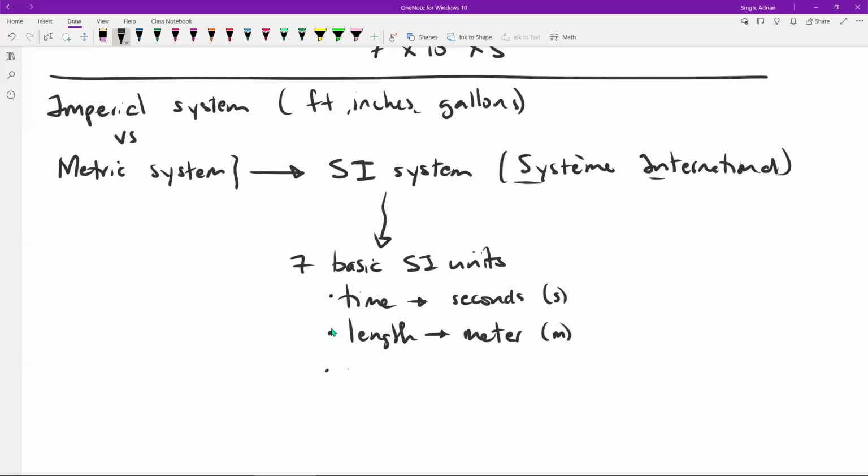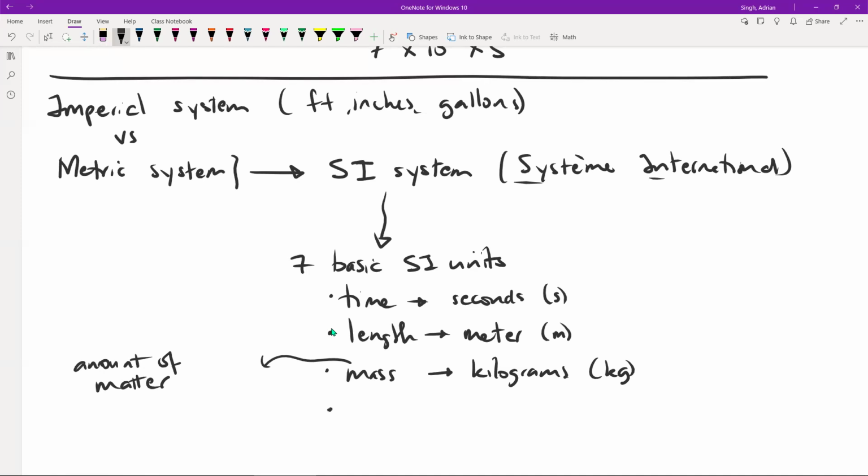We also have mass, the amount of matter in something. The basic SI unit there is the kilogram, kg. Let me actually write that out first. Kilograms, small k, small g. And remember, mass here is the measure of the amount of matter in something, measured in kilograms as the basic SI unit.